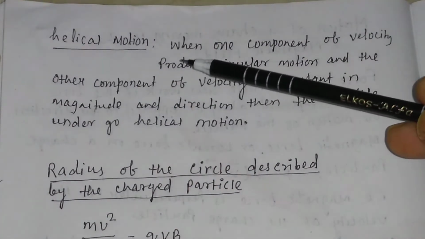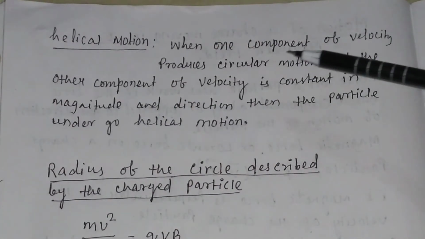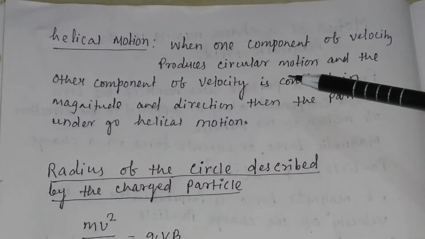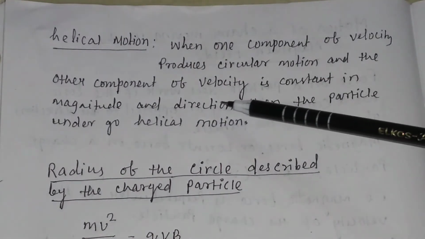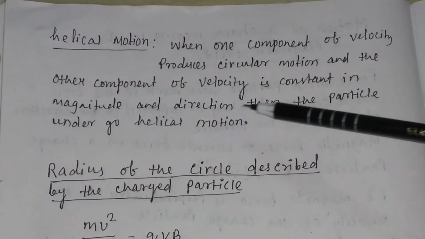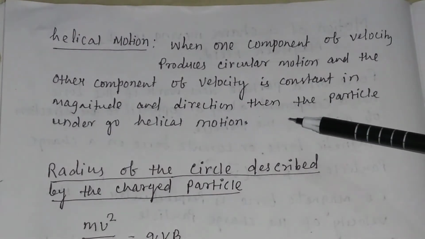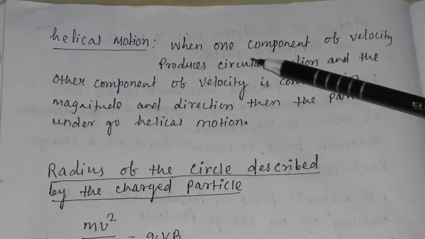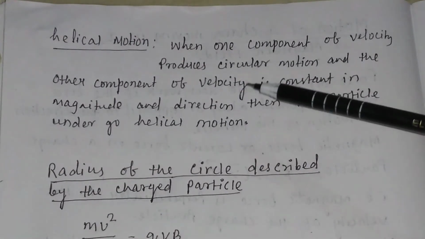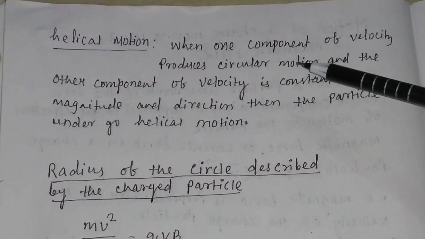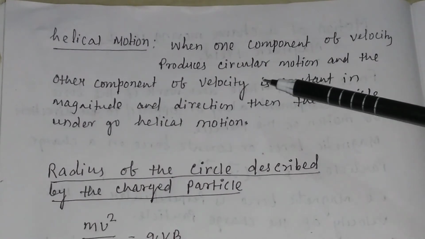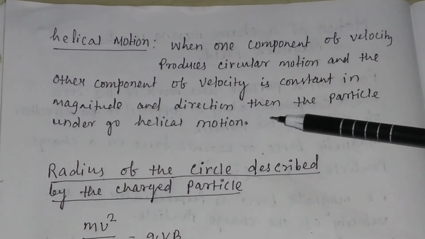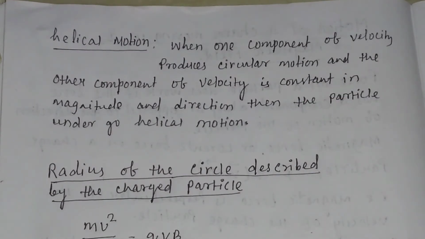For helical motion, we know when one component of the velocity produces circular motion and the other component of velocity is constant in magnitude and direction, then the particle undergoes helical motion. This is the basic definition of helical motion.